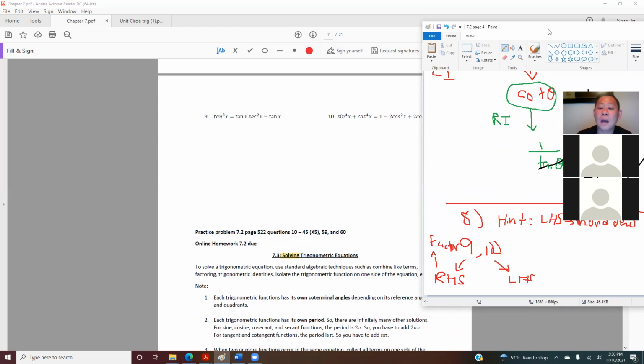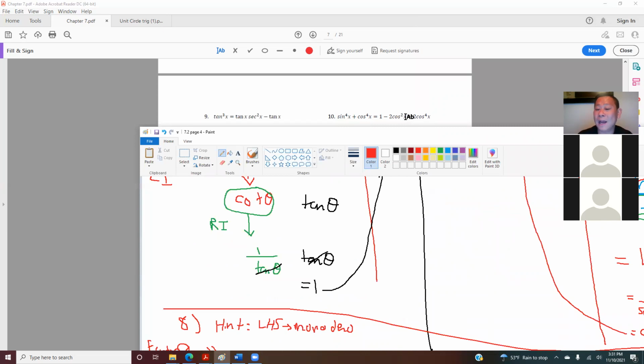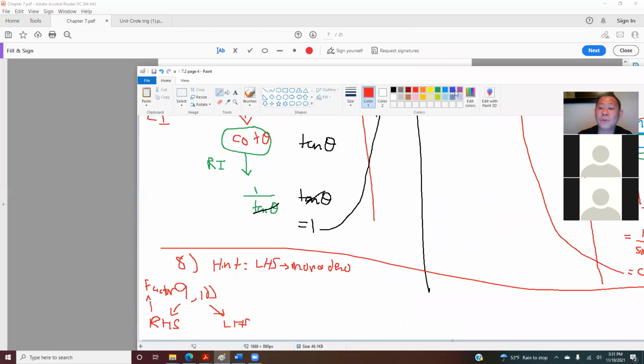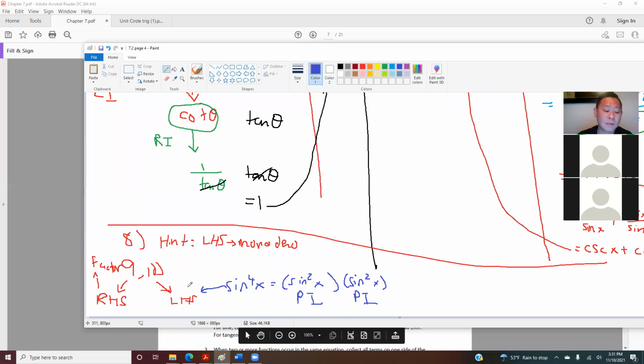Number 10, you can tell that all this is in cosine. The only thing that's not in cosine is the sine. So in number 10, you have to write sine 4x as sine square x times sine square x, because sine 4x is sine square times sine square. And then you have to use the Pythagorean identity twice here, once for each one of these because they are squared. And you will end up with the right hand side here. Okay. So this is a little hint for you guys.